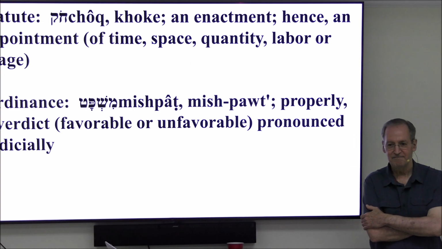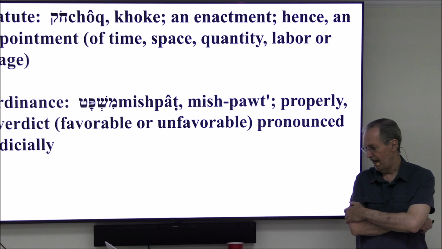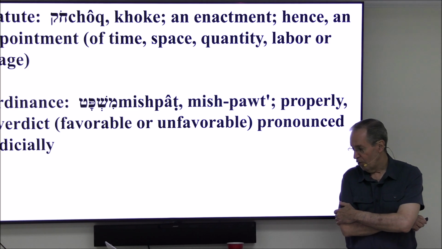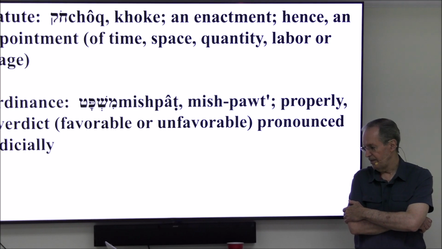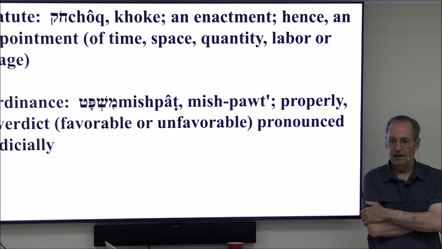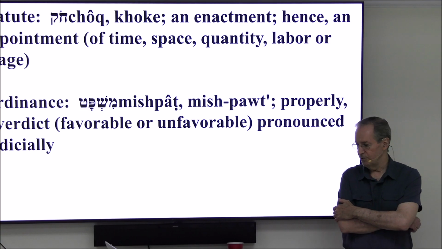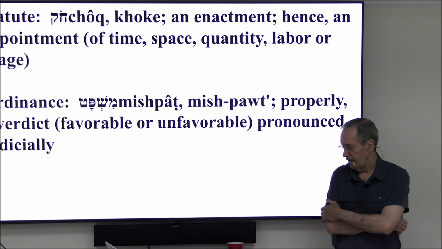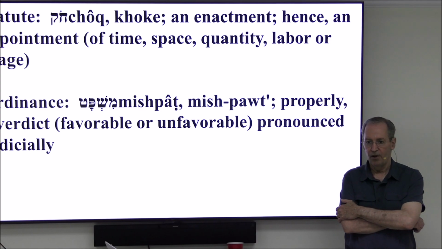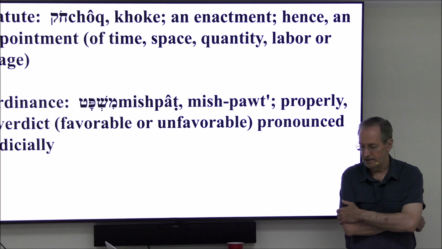Let's do the Hebrew. The Hebrew statute, the word for it means an enactment, hence an appointment of time, space, quantity, labor, or usage. Ordinance, the word used there, is properly a verdict, favorable and unfavorable, pronounced and judicially. So you're looking at the one that shows the most difference between the two of them is the Hebrew translation, which shows one as enactments or appointments or laws, if you will, and the other one is properly a verdict. In other words, well, you can look at it different ways.